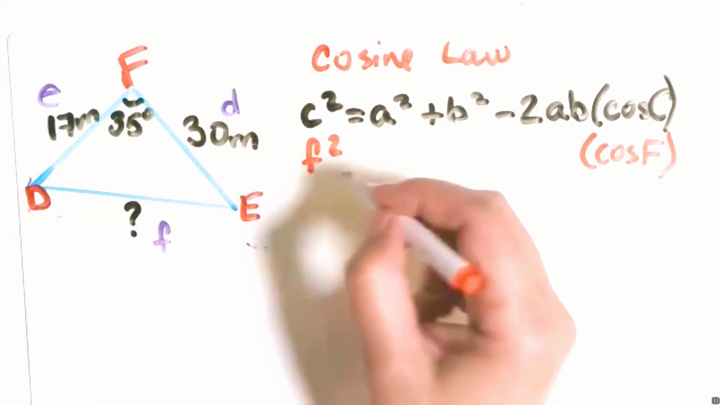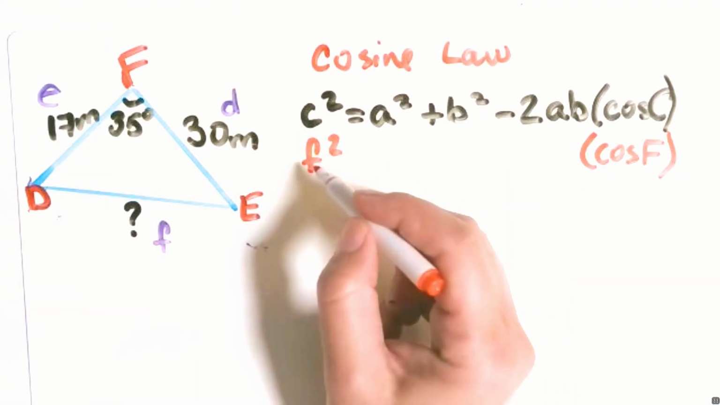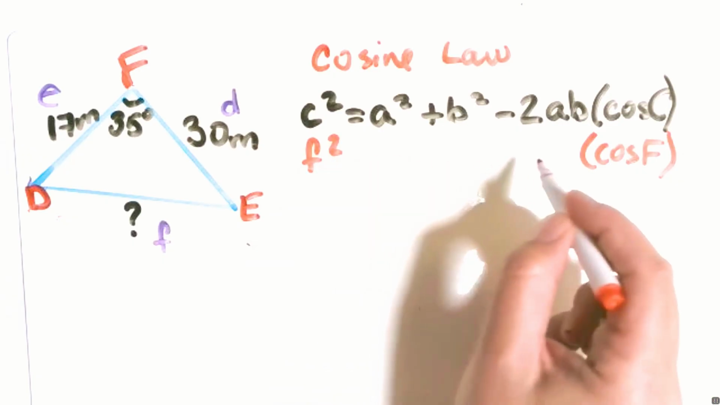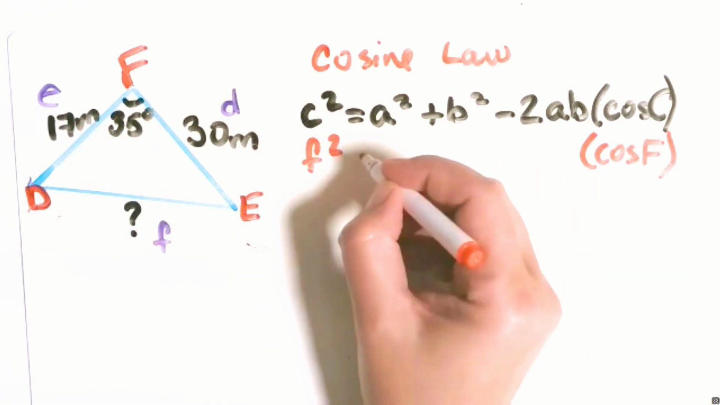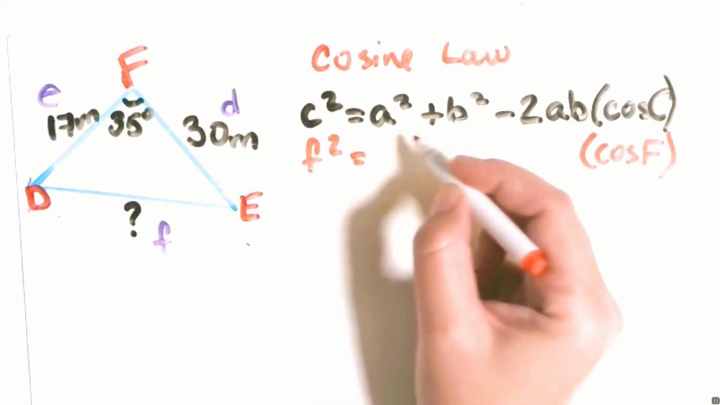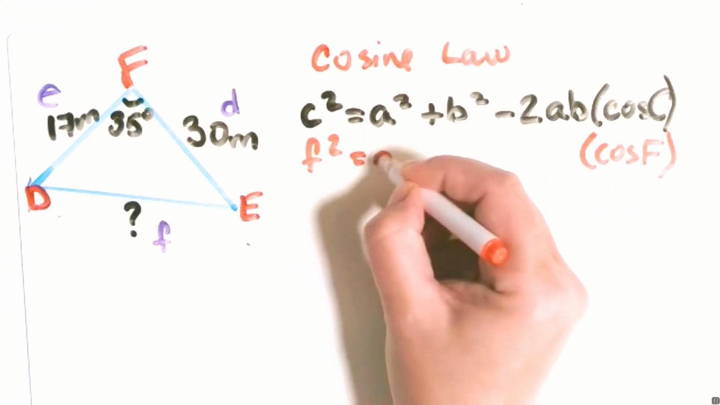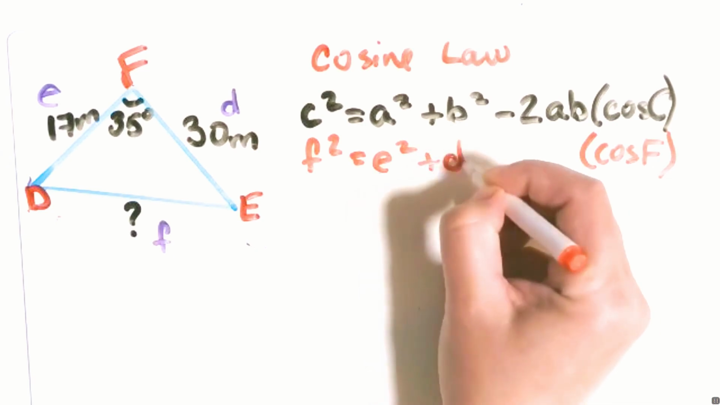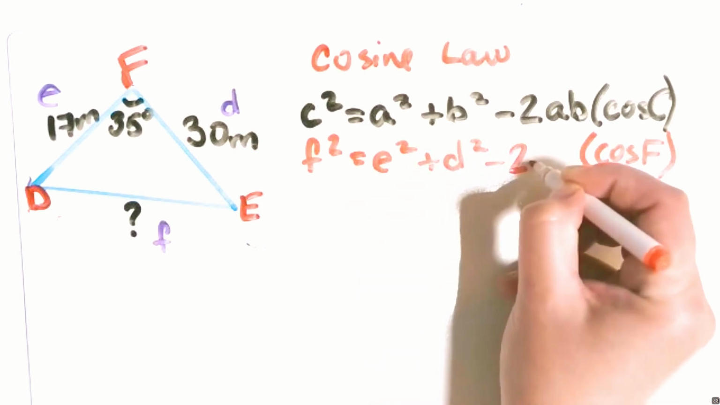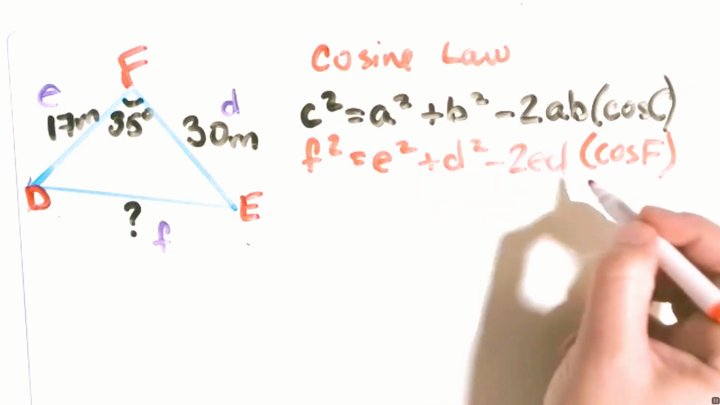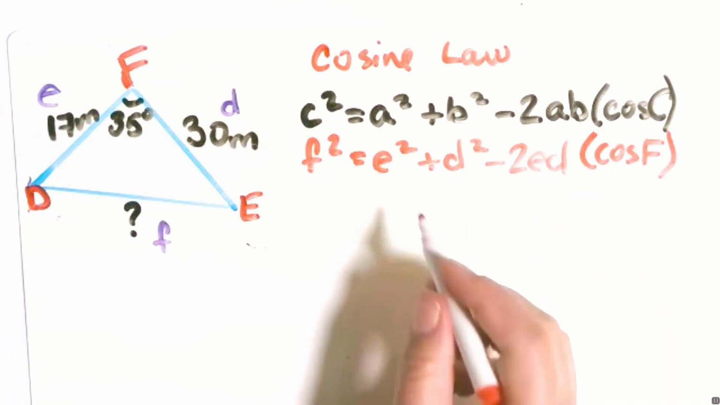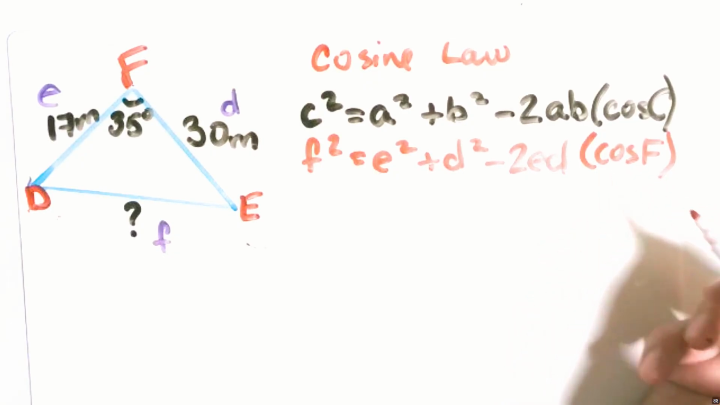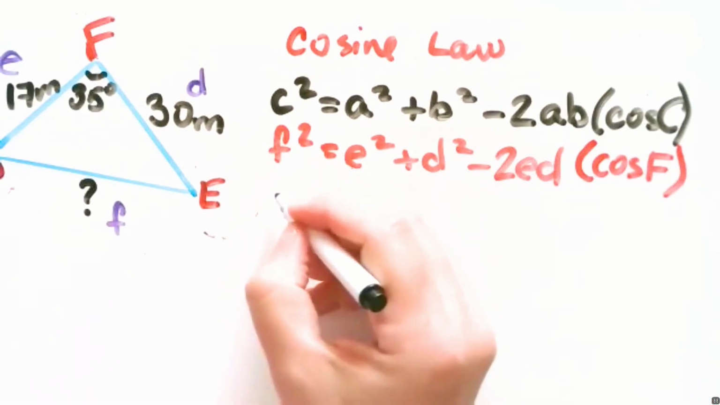And then that X or D or whatever, in this case F, does not come up anywhere else in the equation, right? I only have E and D. So F squared is equal to, basically I rewrite the equation, but except I have E squared plus D squared minus 2ED. I guess it would have looked better if it was DE and D squared plus E squared. That's okay. And times cosine of F.